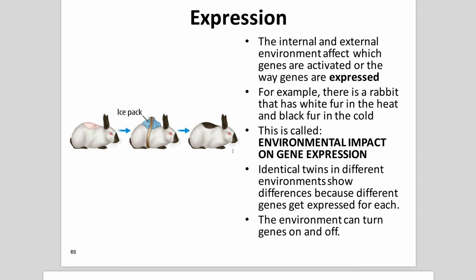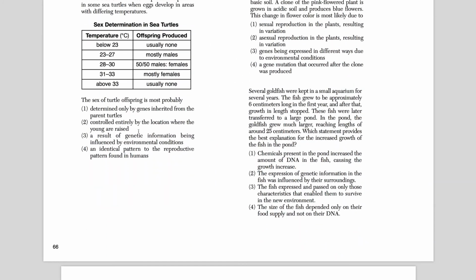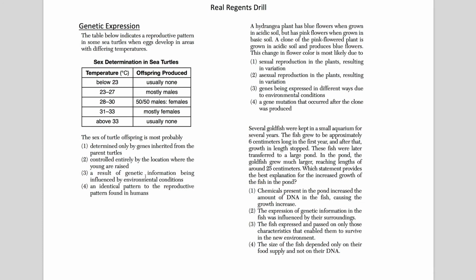Okay, expression. Depending on your environment, you look different. So you have this rabbit, he's got a normal back. Then you put this ice pack on him, all of a sudden he looks different. How did that happen? His genes didn't change, the environment impacts the expression of his genes. Okay, the one on the left, 3. A result of genetic information being influenced by environmental conditions, good.